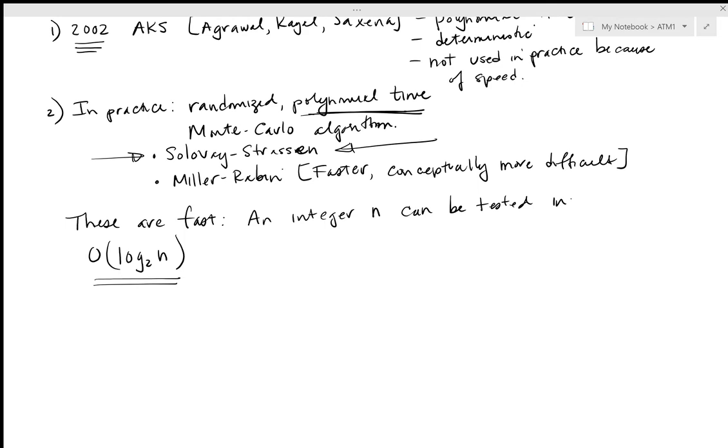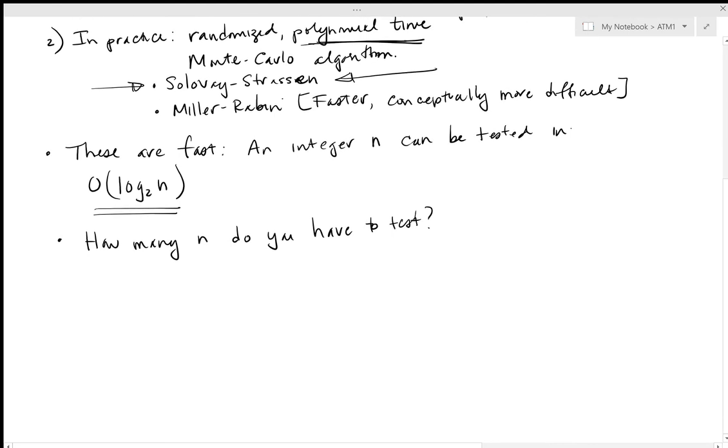Okay, so now the question is, we know this time of how fast we can test a particular integer, and then I'm going to be asking how many n do you have to test? When I'm thinking how many n do you have to test, I am thinking here of a specific size. I'm likely to be looking for n values of a certain size.